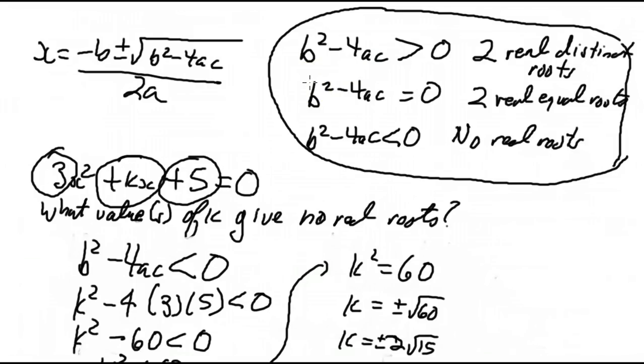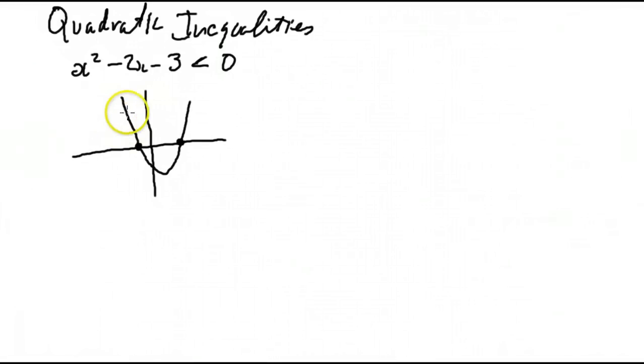And key ideas for the discriminant are on page 253. So last step is quadratic inequalities in one variable. Quadratic inequalities. Let's say we want to solve the inequality x squared minus 2x minus 3 is less than 0.